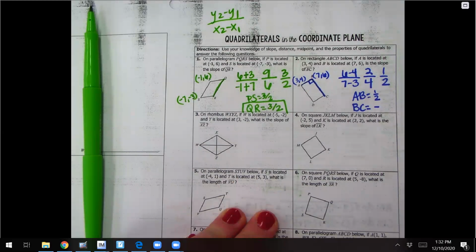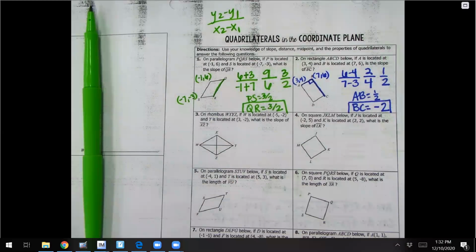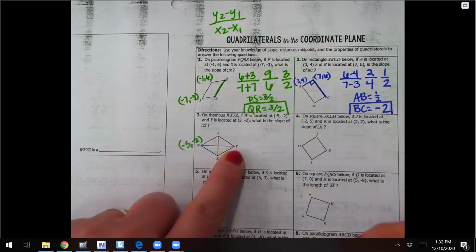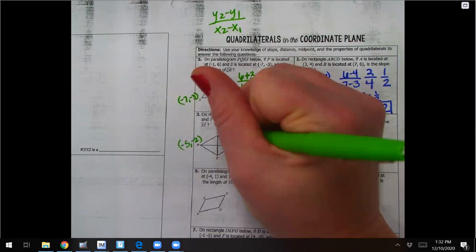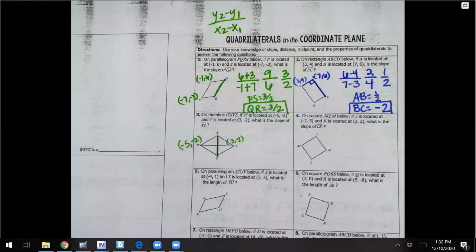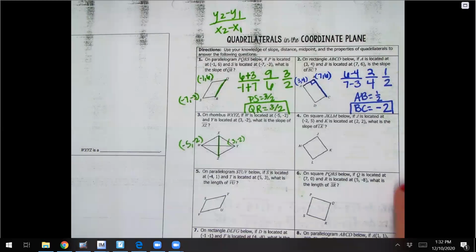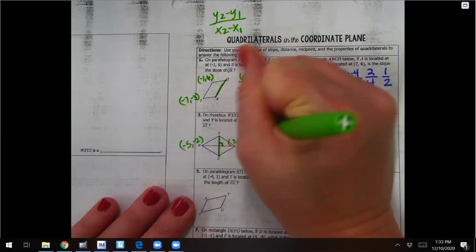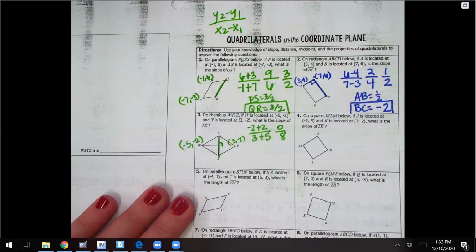Right? Number 3 on the rhombus. This is a rhombus. If W is located at -5, -2, and Y is located at 3, -2, what is the slope of XZ? What's the relationship between the diagonals of a rhombus? Good. They are perpendicular. These are all little right triangles in the middle. So I'm going to find the slope. So I'm going -2 minus -2 and 3 minus -5. So 0 over 8. So what's the slope of WY? Okay, it is 0. So what's the slope of XZ? Undefined.